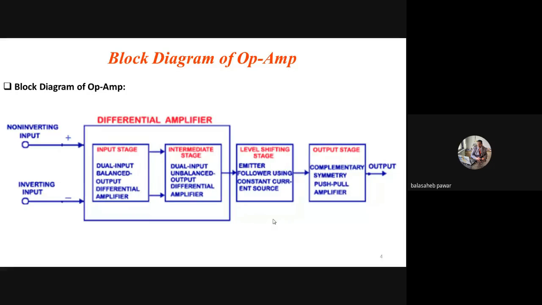Okay. And the last one is the complementary symmetry push-pull amplifier. Again, it is somewhat to boost the current providing capacity of the device. That current providing capacity means we can call it a sourcing capacity. It can source sufficient current to the load. Okay. And to have that much capacity, mostly this output stage is preferred in this configuration, that is complementary symmetry push-pull amplifier.